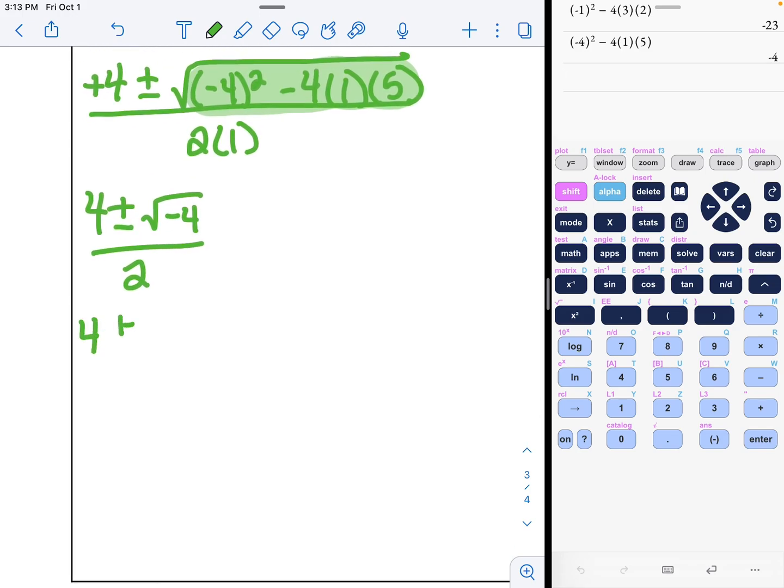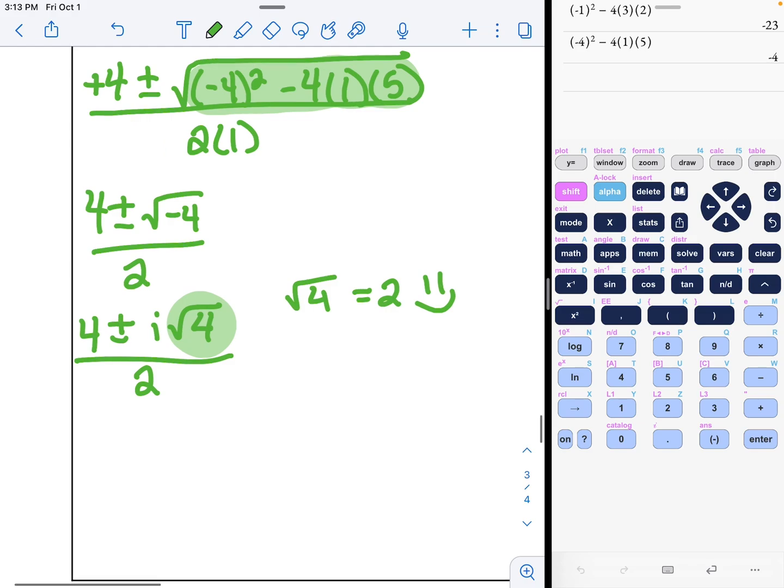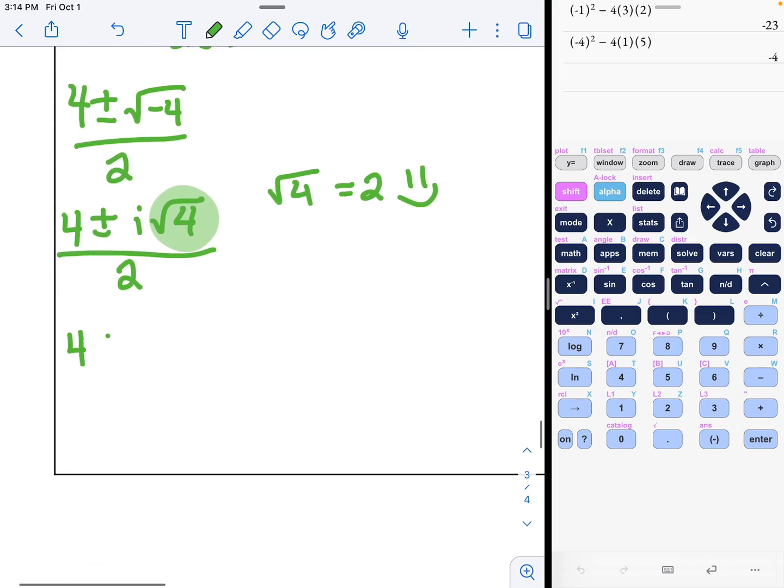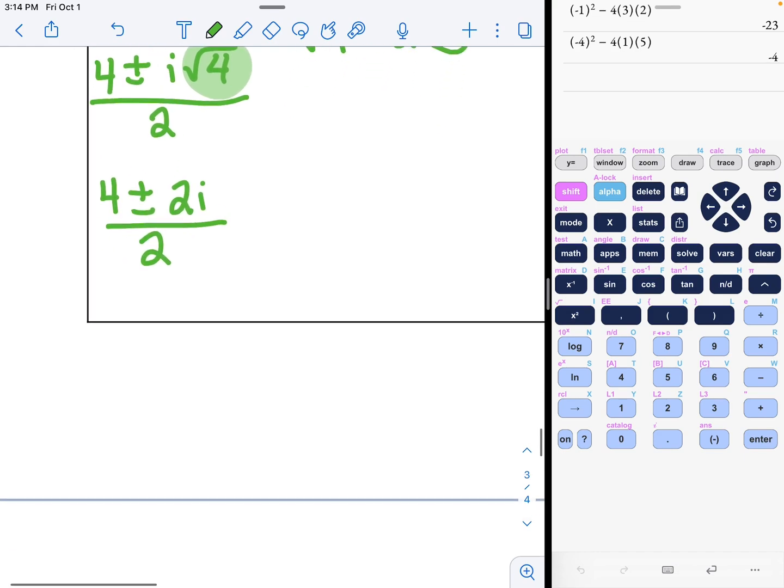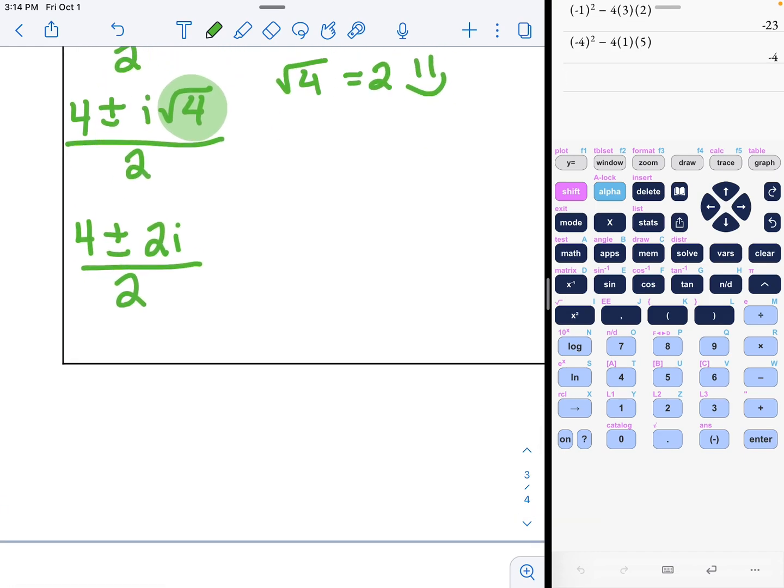Let's start by taking out the i. Now, hopefully you guys are noticing, ooh, the square root of 4 is a perfect 2. Yes, it is, with absolutely no leftovers. So I'm going to go ahead and change that to a 2i over 2. Notice the square root is totally gone when it's perfect. Look at your triangle numbers. They all divide by 2.